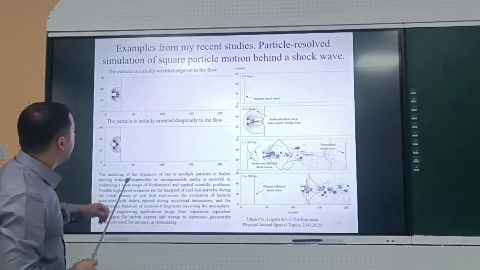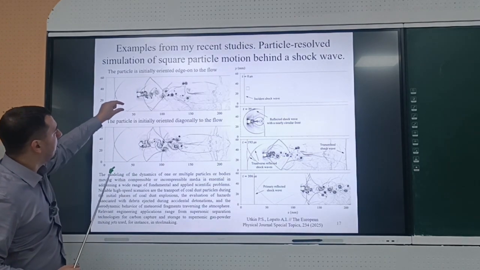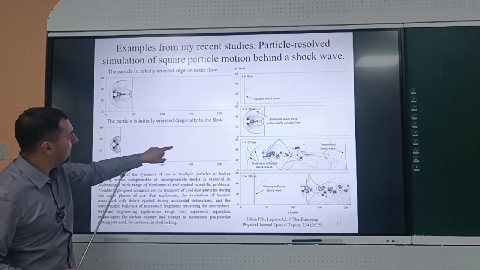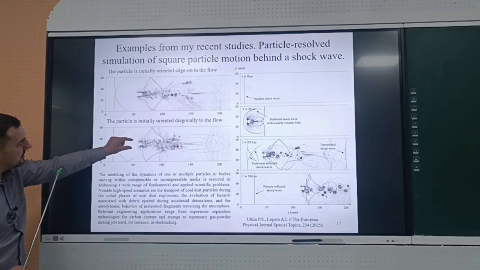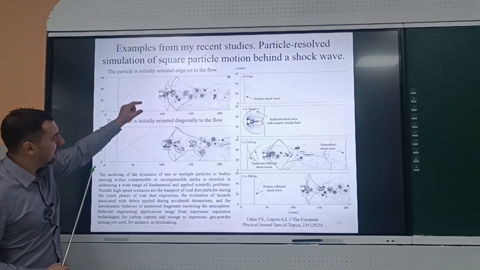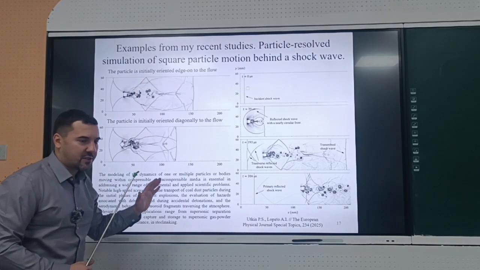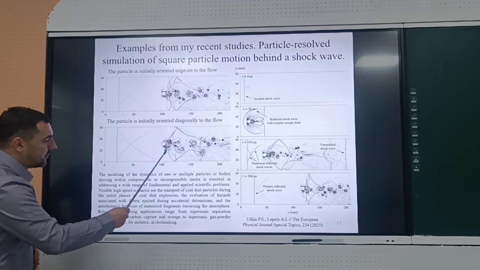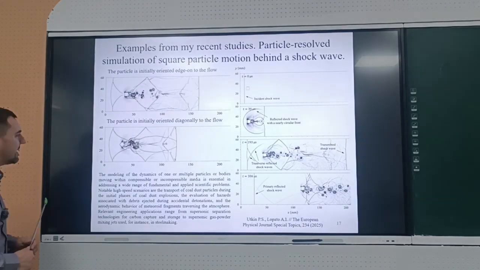So, for example, here the particle is initially oriented edge on to the flow, and here initially oriented diagonal to the flow. And you can see, for example, here the particle moves faster because the cross-sectional area here is greater than here, and so the gas exerts its pressure on a higher surface. That is why it moves faster. So a lot of reasonable mechanics, in fact.